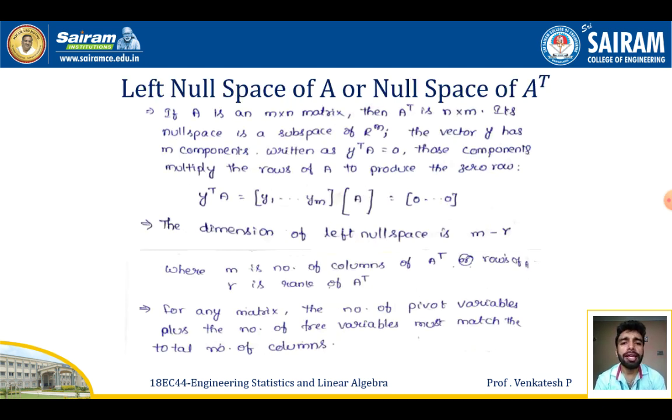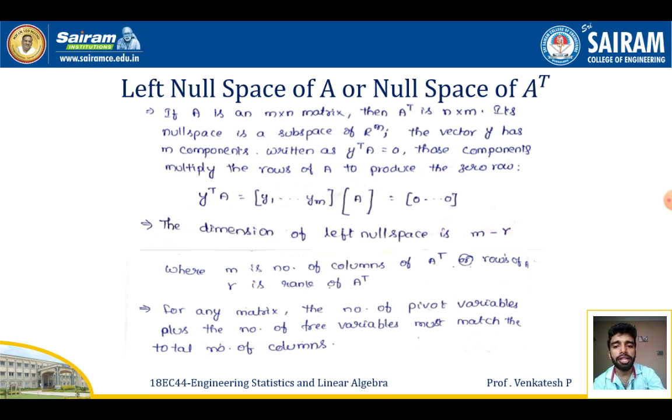The left null space of A, or null space of A transpose. If A is an M cross N matrix, then A transpose will be an N cross M matrix. Its null space is a subspace of R power M. The vector Y, which has M components, can be written as Y transpose into A is equal to 0. Those components are multiplied with the rows of A to produce the zero row. So it is given by Y transpose into A is equal to the zero row matrix.